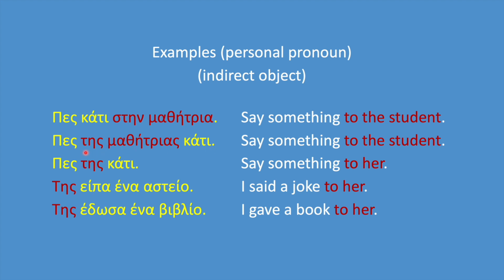Here we use the genitive case, της μαθήτριας, to indicate the indirect object. Now, if we want to replace της μαθήτριας with a personal pronoun, we have to use the genitive case of the personal pronoun, της. Πες της κάτι. Say something to her. Της είπα ένα αστείο. I said a joke to her. Της έδωσα ένα βιβλίο. I gave a book to her.